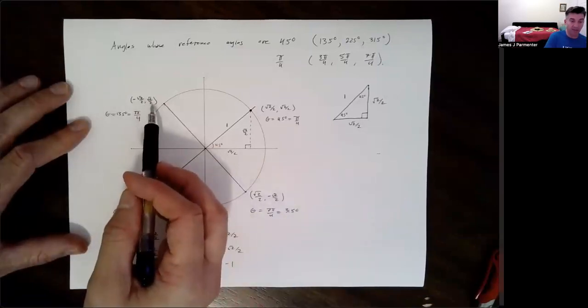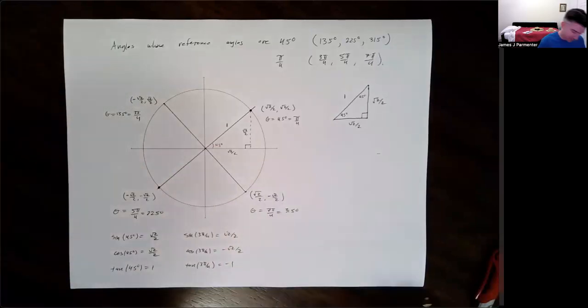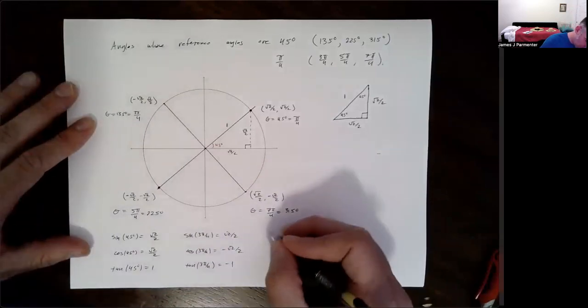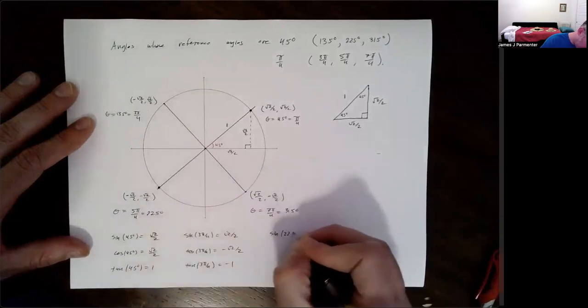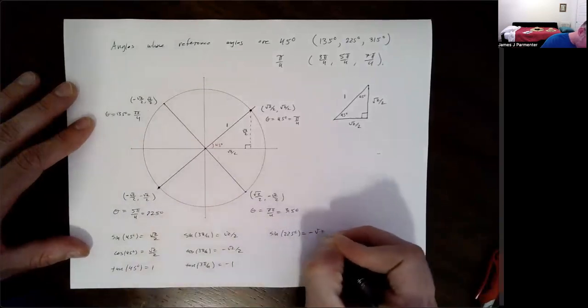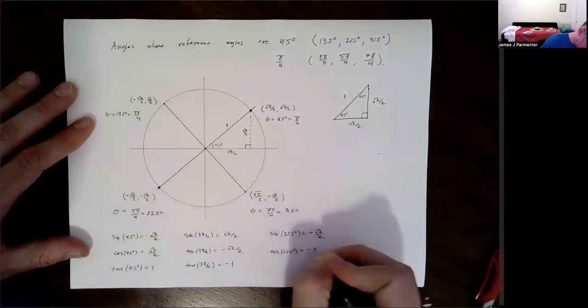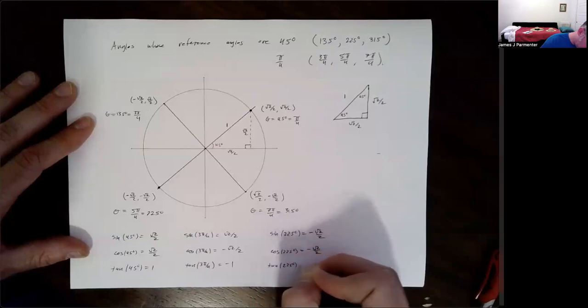Because you have a positive divided by a negative, but they're still the same value regardless of the sign, or ignoring the sign, I guess I should say. Okay, 2 more. Down here, sine of 225 degrees is negative root 2 over 2. Cosine of 225 degrees is also negative root 2 over 2. And tangent of 225 degrees is positive 1.